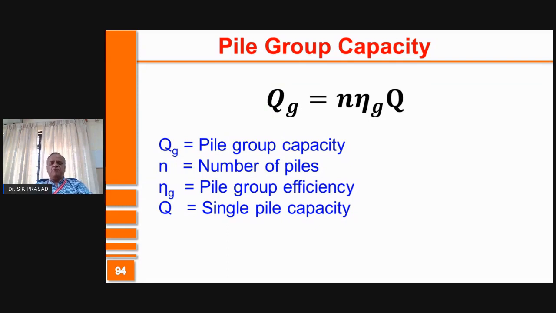And you have a simple formula. Qg is the capacity of the group of piles. n is the number of piles. Q is the capacity of a single pile. And eta G is the pile group efficiency.